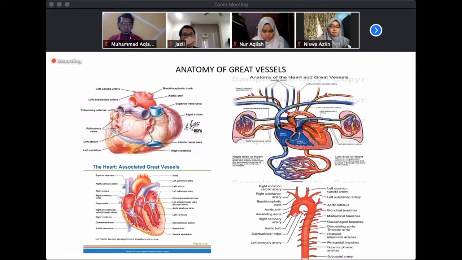The rest are not essential, not very important. The rest, you have pulmonary stenosis, those are all not important. Okay, understand? Ideally I have to draw, but I don't know how to draw using Zoom. Okay, any questions? Doctor, I would like to ask about TAPVR.